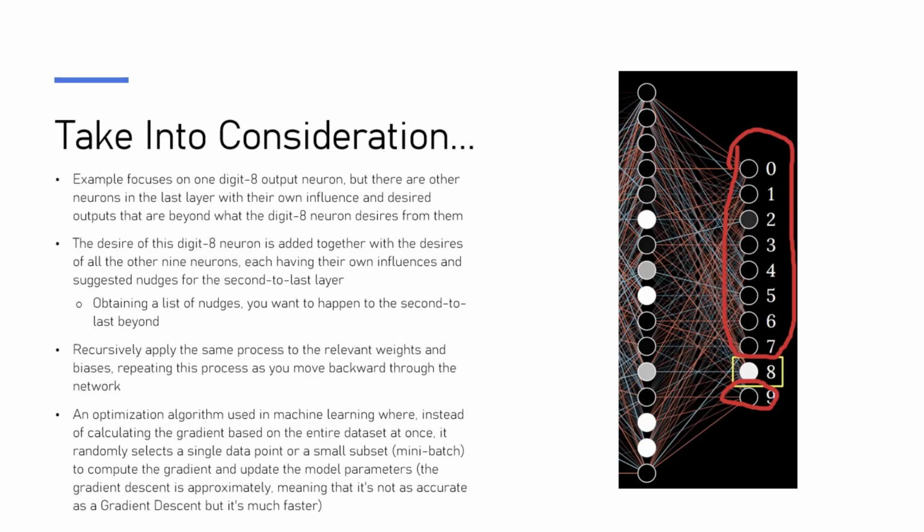We have something called stochastic gradient descent. It's an optimization algorithm used in machine learning where instead of calculating the gradient based on the entire data set at once, it randomly selects a single data point or a small subset, aka a mini batch, to compute the gradient and update the model parameters. While this gradient descent is approximate, meaning that it's not as accurate as gradient descent, the benefit is that it's much faster to compute.